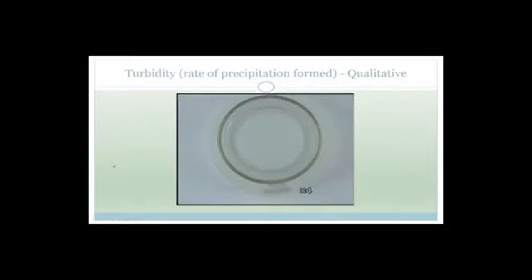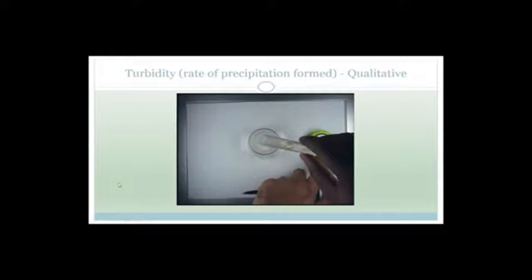So the problem with this is that it is a qualitative measurement. What do we mean by qualitative? We mean that it is dependent on our observation. No matter how we try to be objective about it, it is slightly subjective.